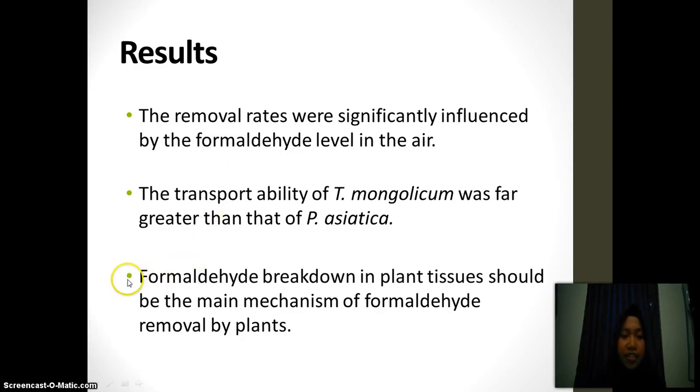And the third point is that formaldehyde breakdown in plant tissues should be the main mechanism of formaldehyde removal by plants. So the plant removes formaldehyde by breaking it down in the plant tissues. This is the main mechanism. Because of this breakdown, formaldehyde is no longer a pollutant.